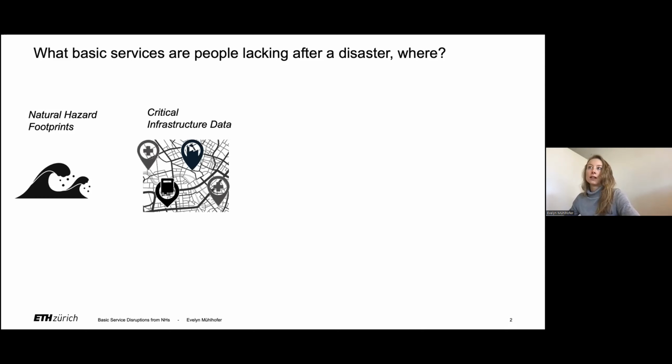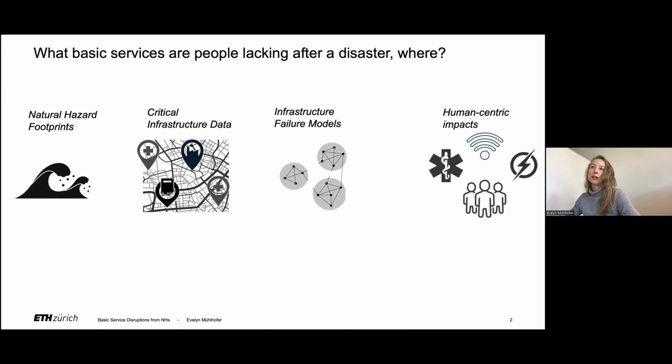So how are we doing this? If you think about such a chain, there's basically 4 vital steps that need to be considered. It starts at having a natural hazard footprint. Then you obviously need critical infrastructure data that is impacted. Given that critical infrastructure, however, has a network character and often depends on each other, that then initiates failure cascades. You need an infrastructure failure model. And last but not least, those infrastructure failures need to be translated into human-centric impacts.